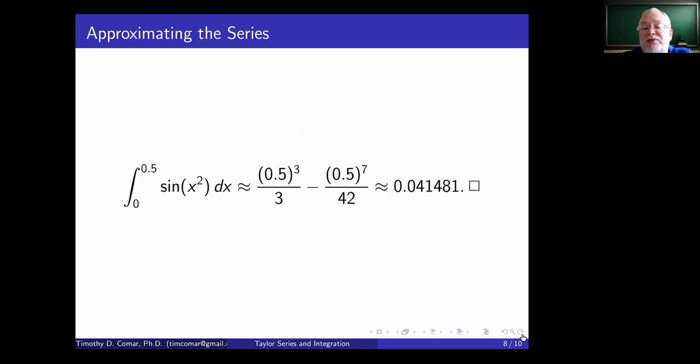And here is our approximation of the integral, which comes out to be approximately 0.041481.